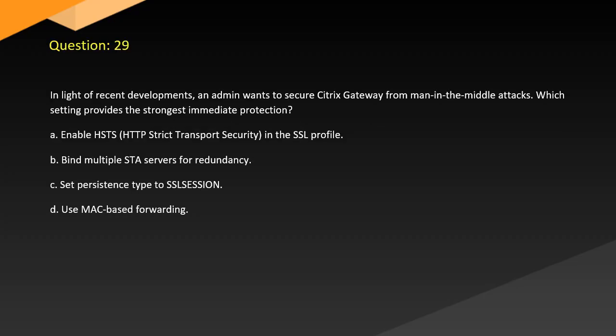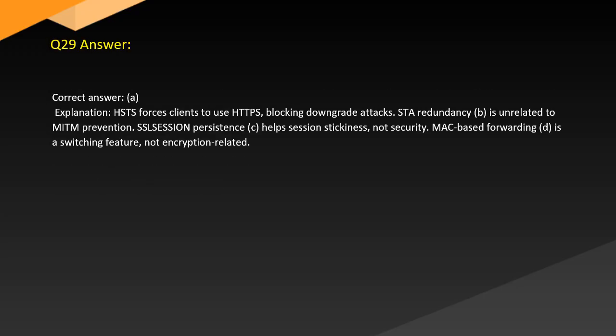Question 29. In light of recent developments, an admin wants to secure Citrix Gateway from man-in-the-middle attacks. Which setting provides the strongest immediate protection? A. HTTP Strict Transport Security in the SSL profile. B. Bind multiple DNS servers for redundancy. C. Set persistence type to SSL session. D. Use MAC-based forwarding.